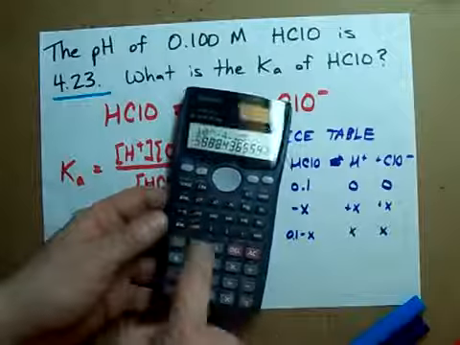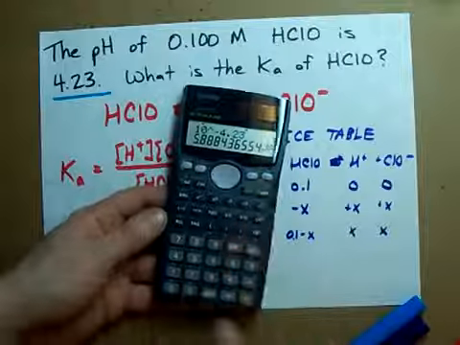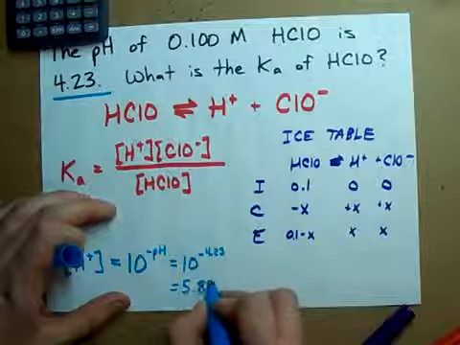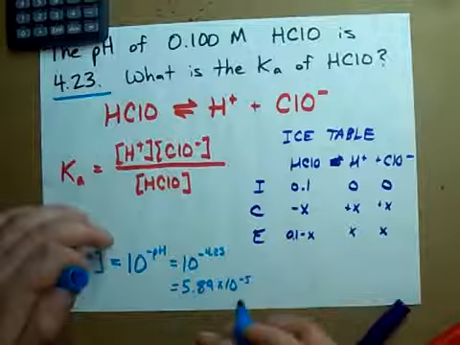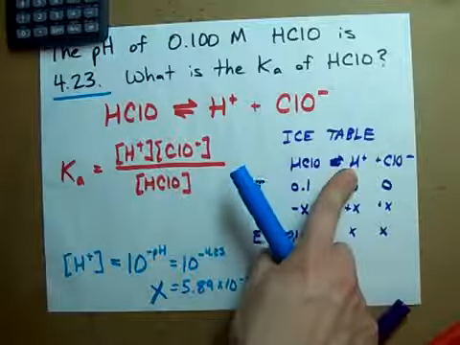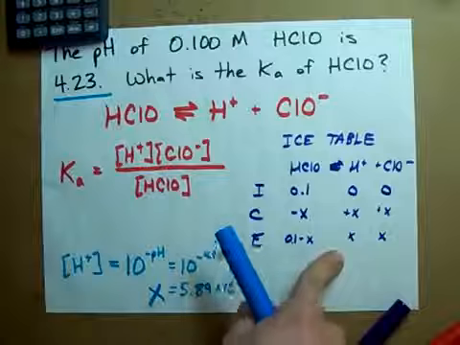I get 5.89 times 10 to the negative 5. So that is my x, because the concentration of H plus is x.